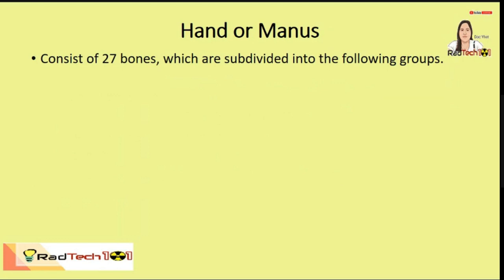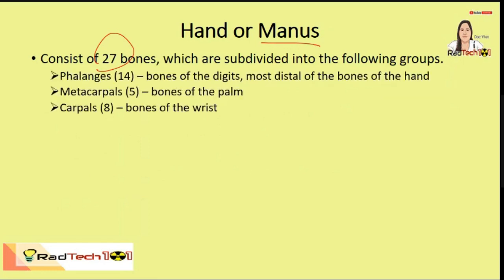So, the hand first, or the medical term for hand is manus. There are 27 bones which are subdivided into the following groups. There are 14 phalanges, which include the bones of the digits, which are the most distal. The digits or your fingers are the most distal of the bones of the hand. So we will be discussing the upper extremity from the distal to the proximal part.